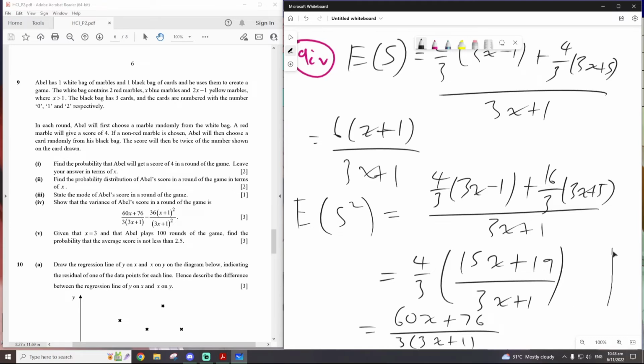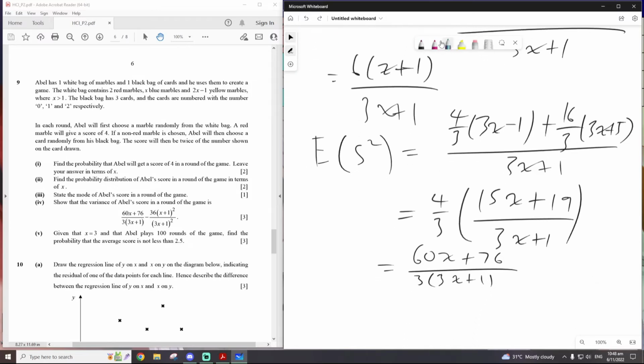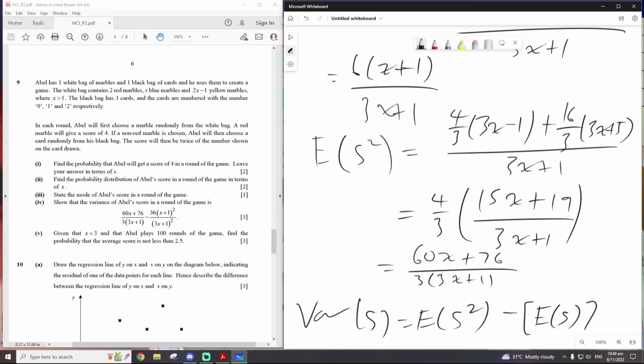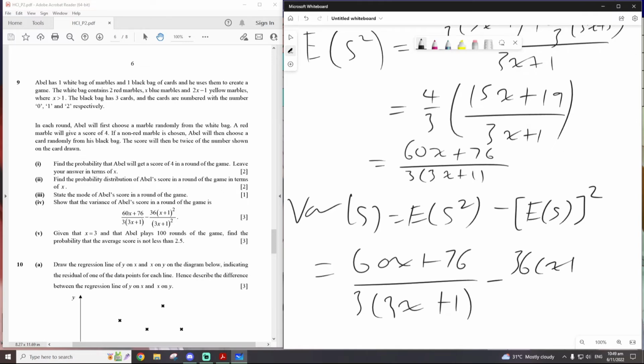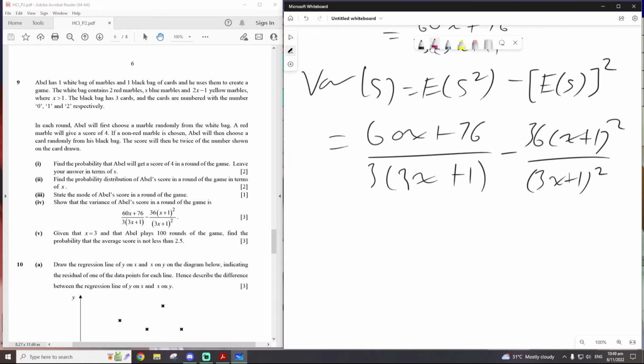Okay? And then from here, I think you can figure out already, because the question is kind of leading you to it. The variance of S is the expectation of S squared minus the square of the expectation of S, which is 60x plus 76 divided by 3 times 3x plus 1, minus 6 times x plus 1 all squared, divided by 3x plus 1 squared. Yep, there you go. A bit annoying, but doable.